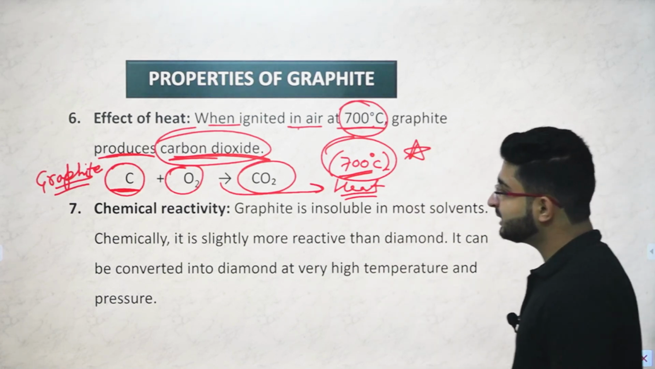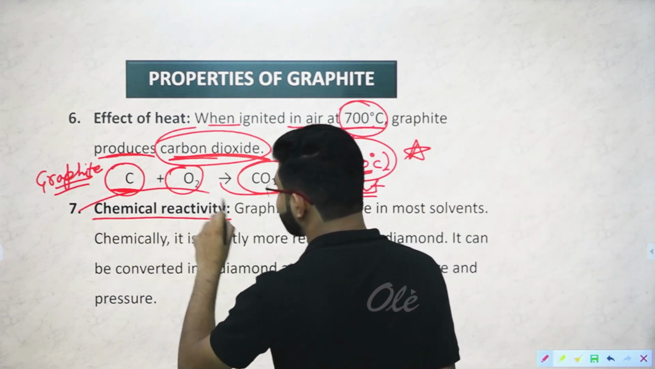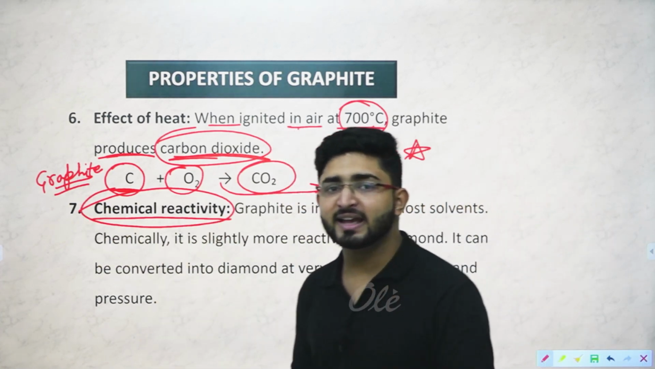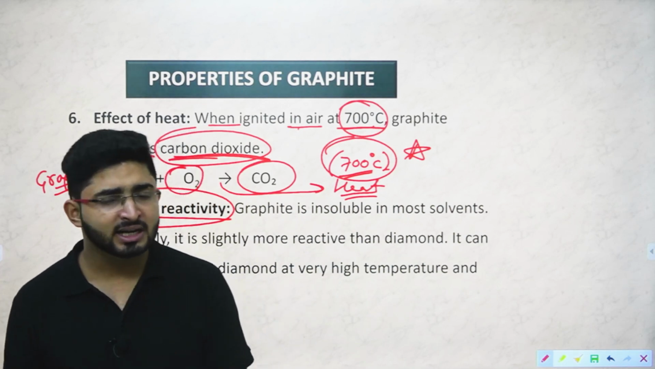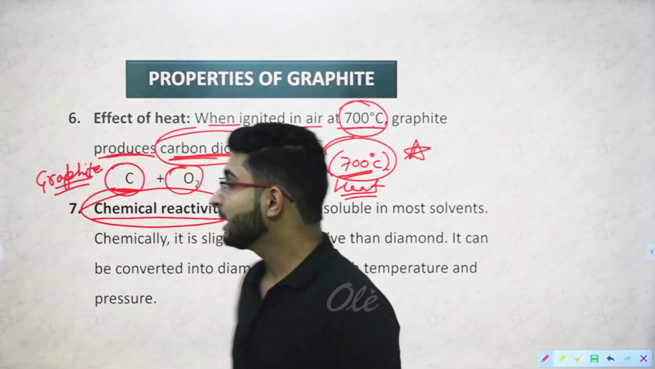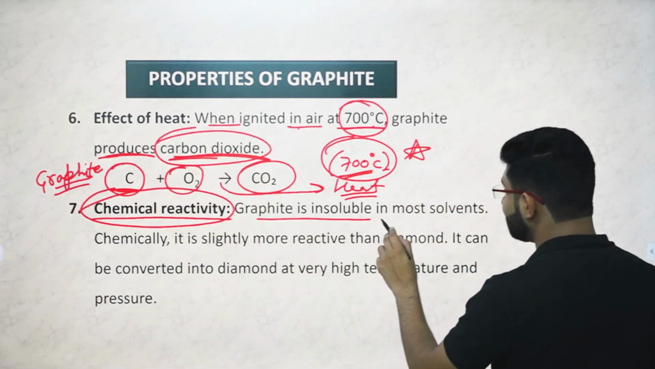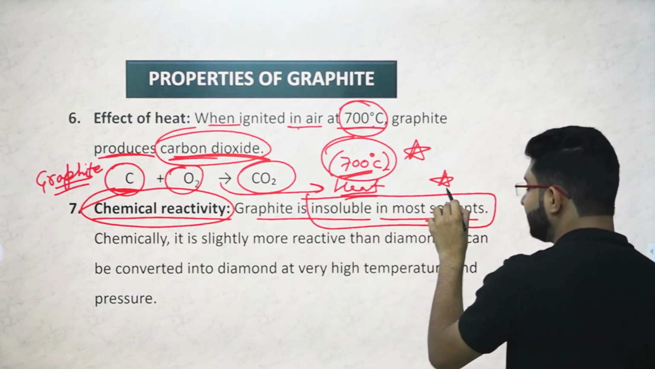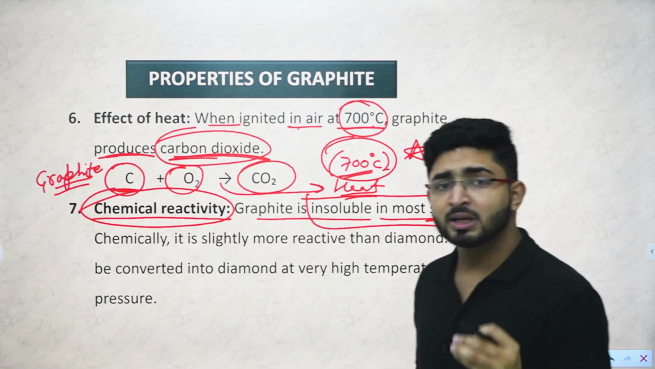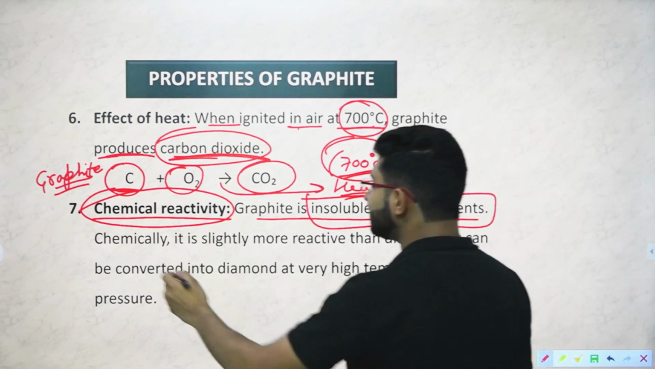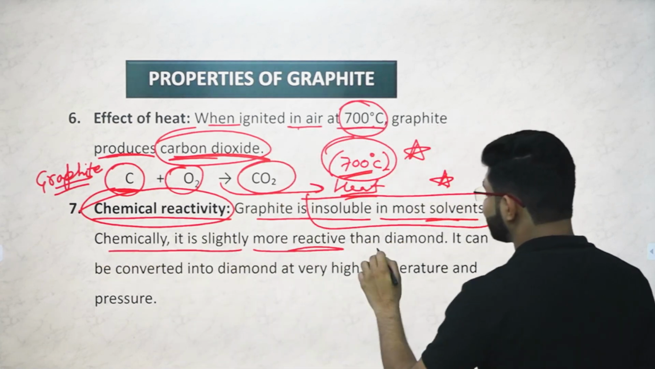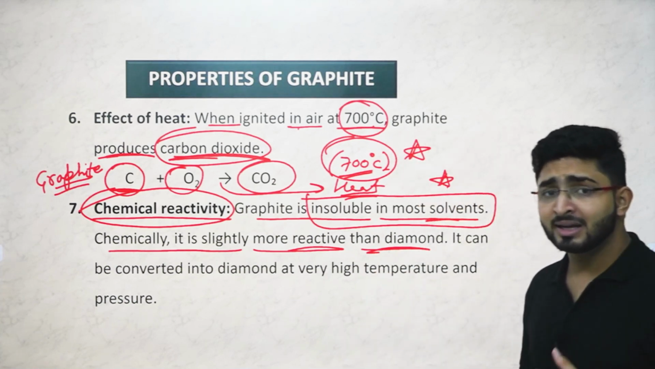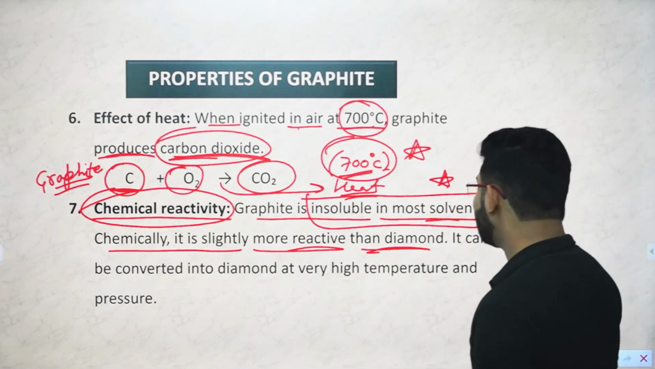Okay. Next property is chemical reactivity of graphite. Now we have to study whether graphite reacts with solvents or other elements or not. Graphite is insoluble in most solvents. So this is the first point that you can consider here. Chemically, it is slightly more reactive than diamond. In comparison to diamond, it is slightly more reactive.